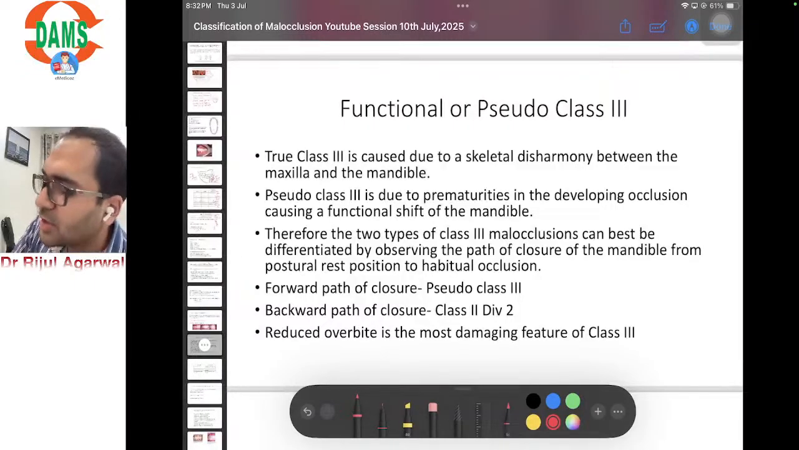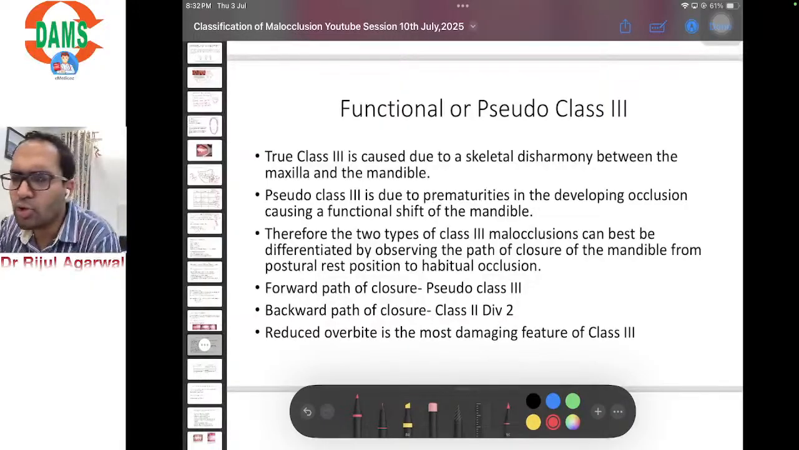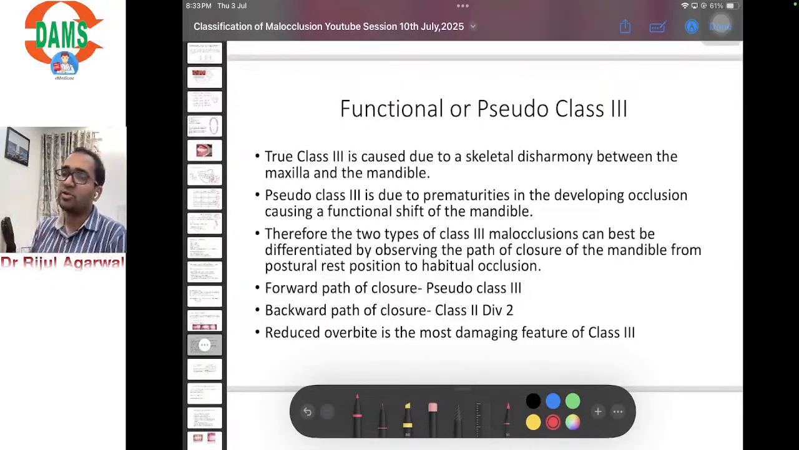So as I was telling, functional or pseudo class 3. Pseudo means false. So what is false class 3? It means the molar is class 3 but the skeletal base is not class 3. In true class 3, as I said, there is a skeletal disharmony along with the molar relation. Whereas in pseudo class 3, the molar relation is class 3 but the skeletal relationship is not class 3, that is, the mandible is not forward or the maxilla is not. So why is the molar coming as class 3? It is because of skeletal dental prematurity.